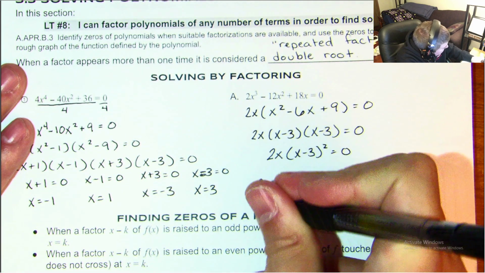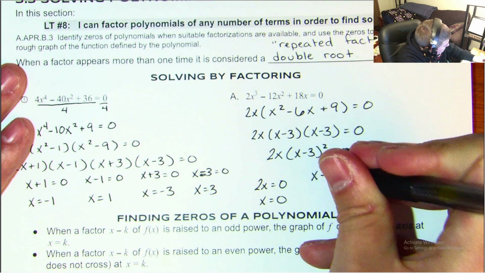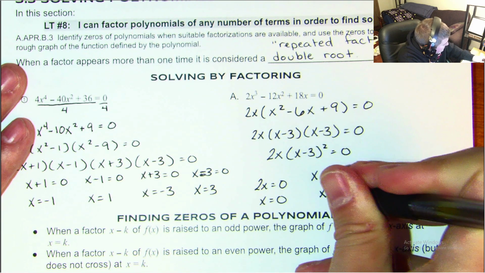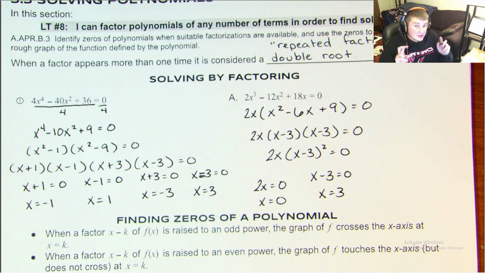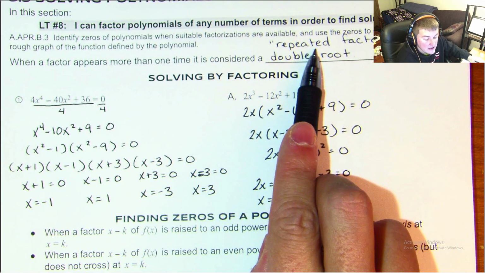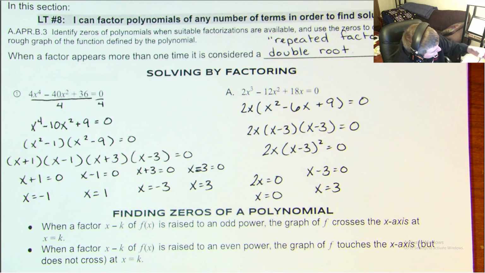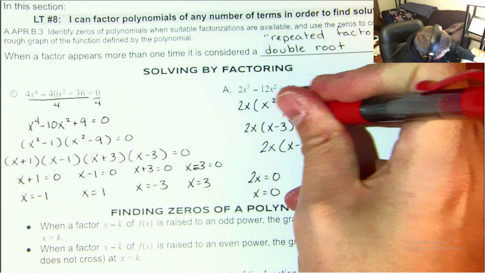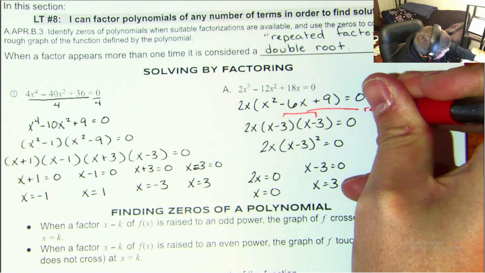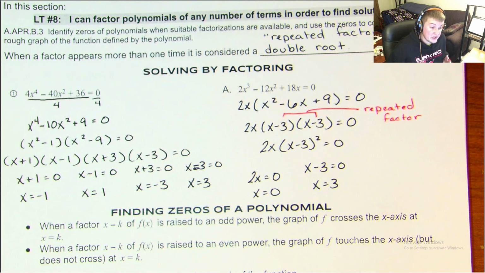Okay, 2x is equal to 0, so that means x is equal to 0. And then x minus 3 can be equal to 0, and that means x is equal to 3. So this one I only got 2 answers really, even though I had 3 factors. As you can see right here, this x minus 3 is a repeated factor. Specifically, it's a double root because it happened twice. It would be a triple root if it happened 3 times.